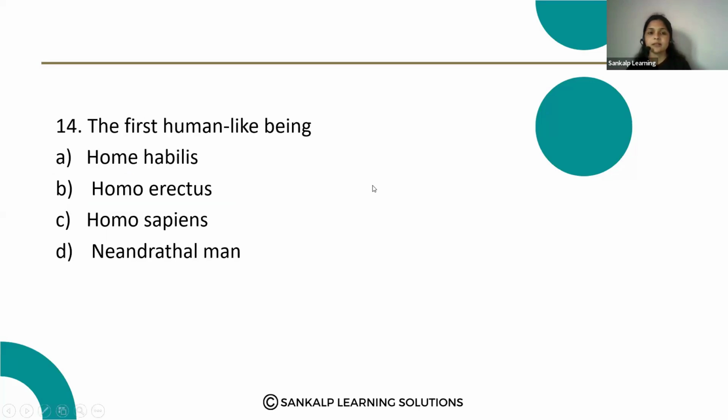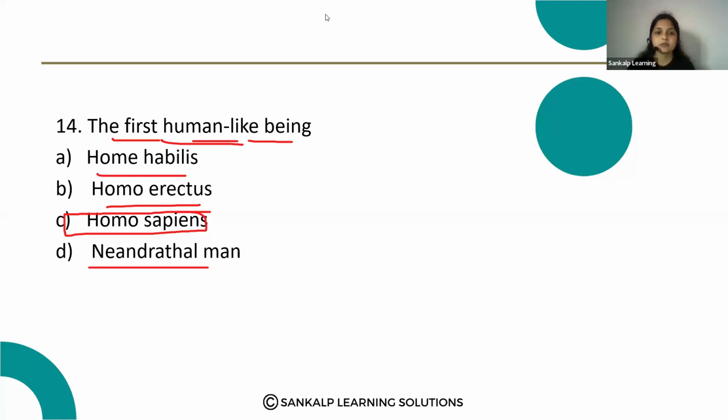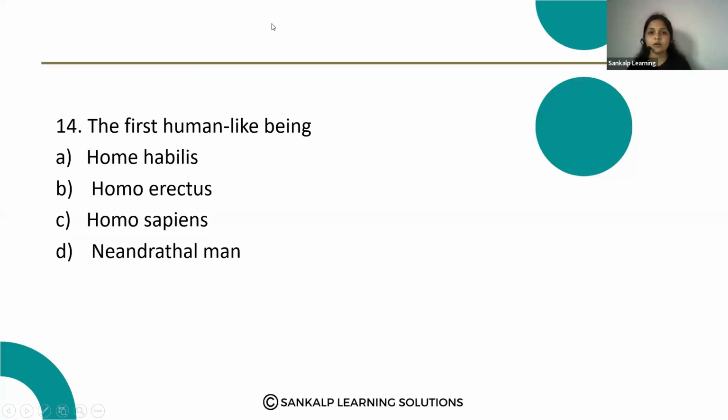Next question. The first human-like being: Homo habilis, Homo erectus, Homo sapiens, or Neanderthal man. Homo sapiens are the modern man. Among Homo habilis, Homo erectus, and Neanderthal man, which is the first with a human-like structure? The correct option is option A, Homo habilis, who has more human-like structures.